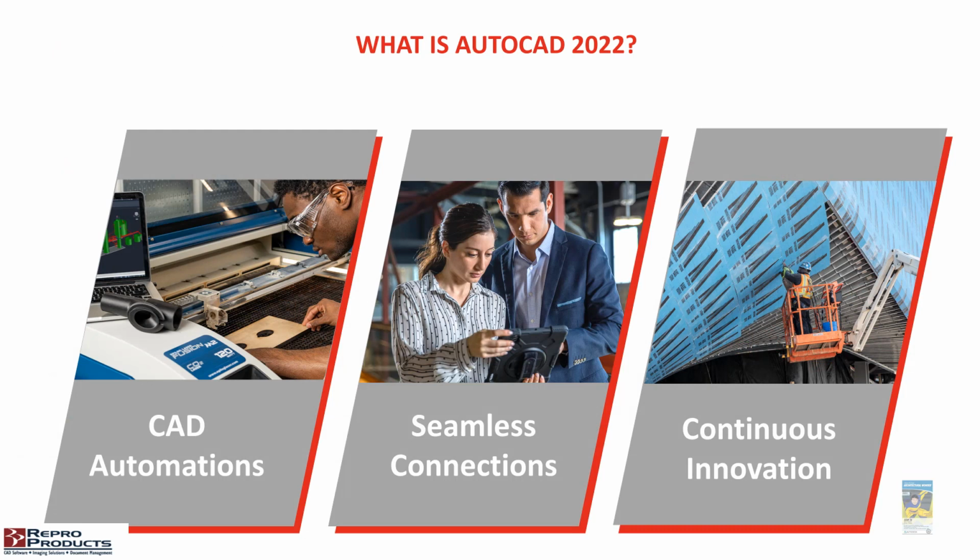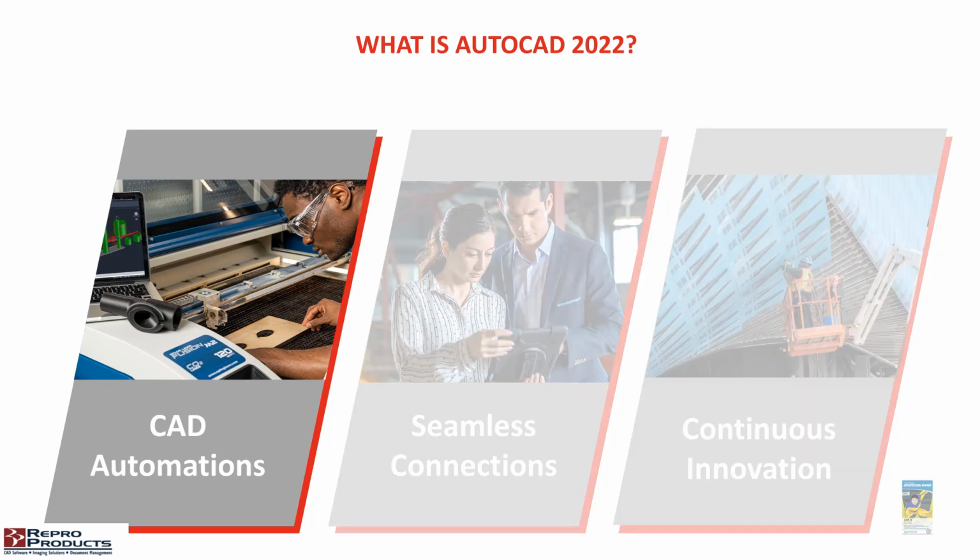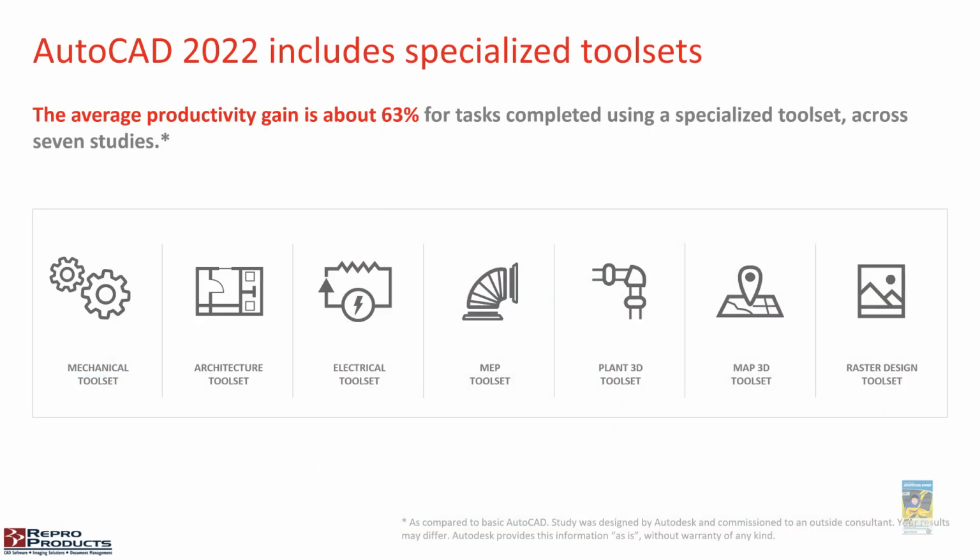And then the last is continuing the innovations of working. So for CAD automations, we're talking about the vertical products of AutoCAD. For seamless connections, we're talking about the web and mobile apps. And then for continuous innovation, we're talking about the new internal updates to the software itself. Let's take a look at the CAD automation functions.